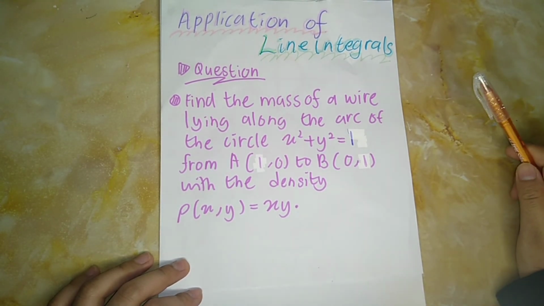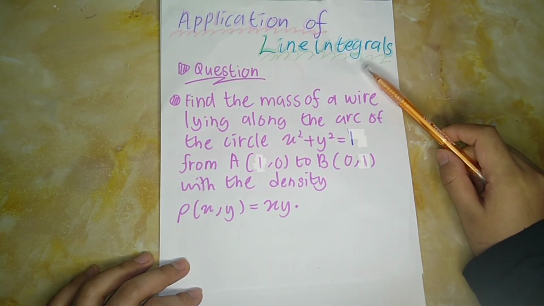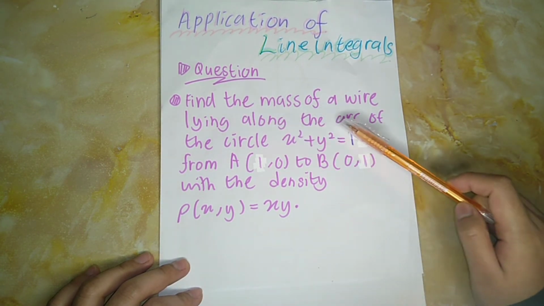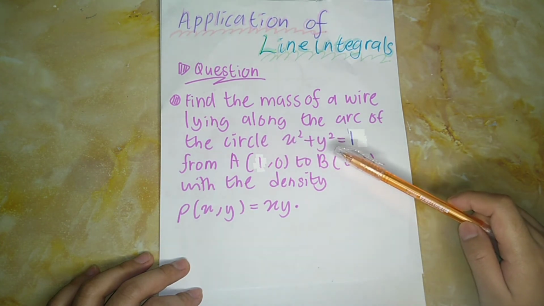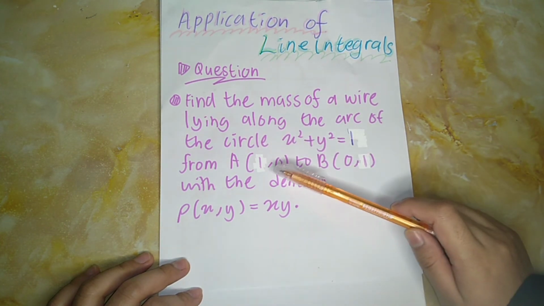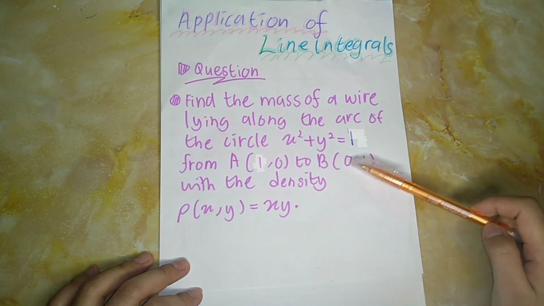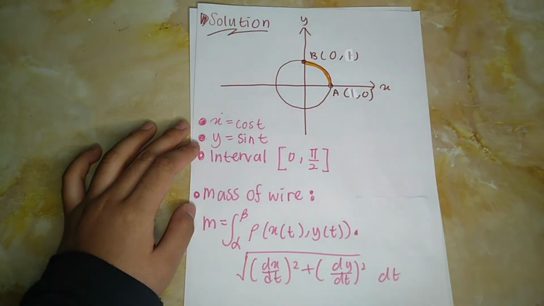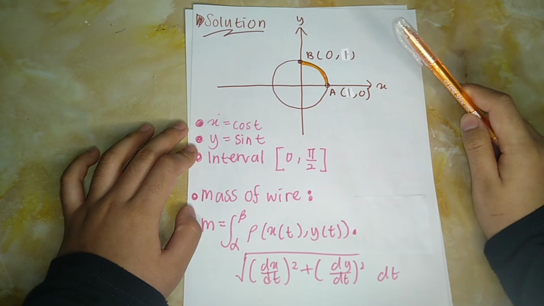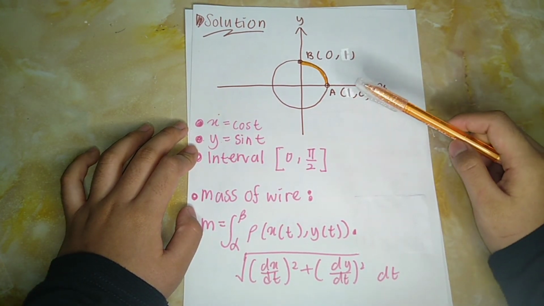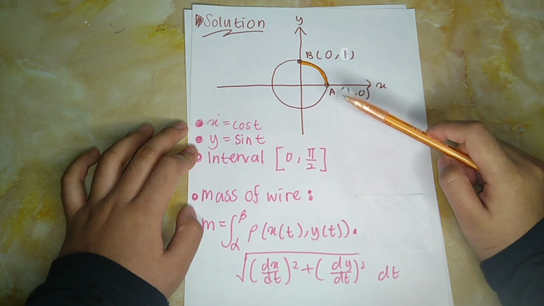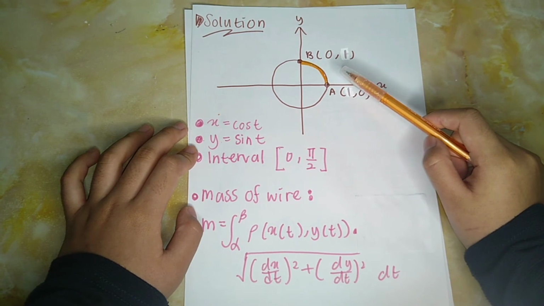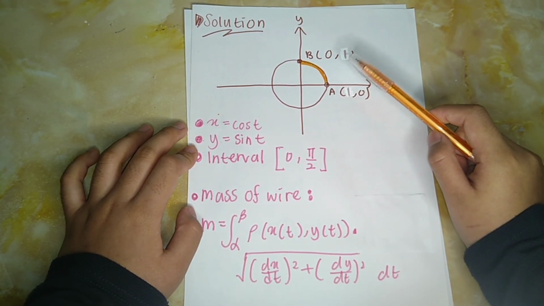Okay, this is the application of line integrals question. The question is, find the mass of a wire lying along the arc of the circle x squared plus y squared equals 1 from A (1, 0) to B (0, 1) with the density of xy. So this is the solution for the graph. We will have a circle of radius 1, and the arc length from point A (1, 0) to point B (0, 1) is where we will find the mass of the wire.